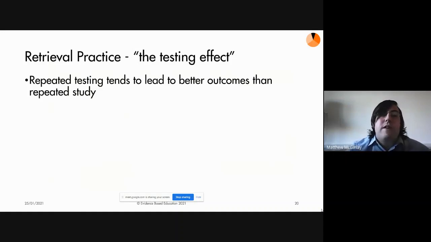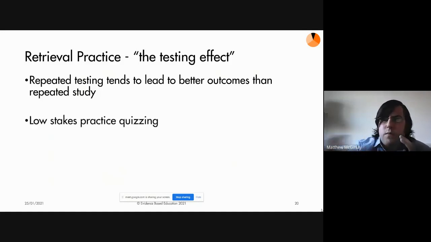When we talk about retrieval practice, we talk about the testing effect, and there are numerous studies that show repeated testing tends to lead to better outcomes than repeated study. So particularly when we're in a blended environment, an online environment, there's a really crucial role for low stakes practice quizzing and questioning, which is really key to identifying what students know and perhaps where those misconceptions are.